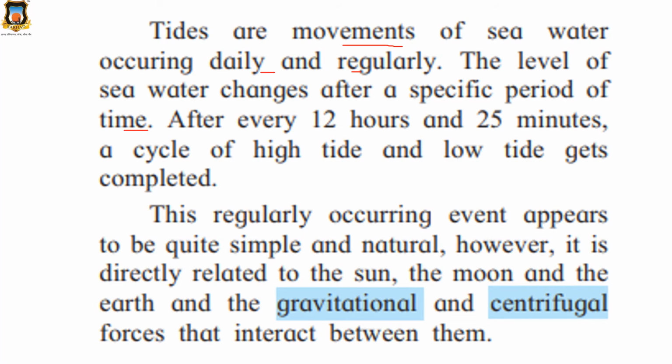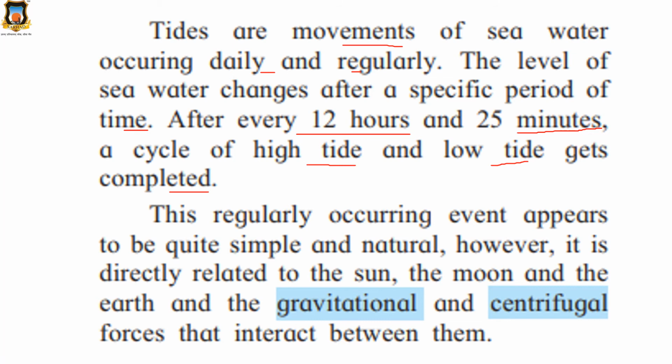And what is that time period? After every 12 hours and 25 minutes, a cycle of high tide and low tide gets completed. It is a cycle. After high tide, low tide; after low tide, high tide; high, low, high, low. It goes on continuously. What is the duration? 12 hours and 25 minutes.